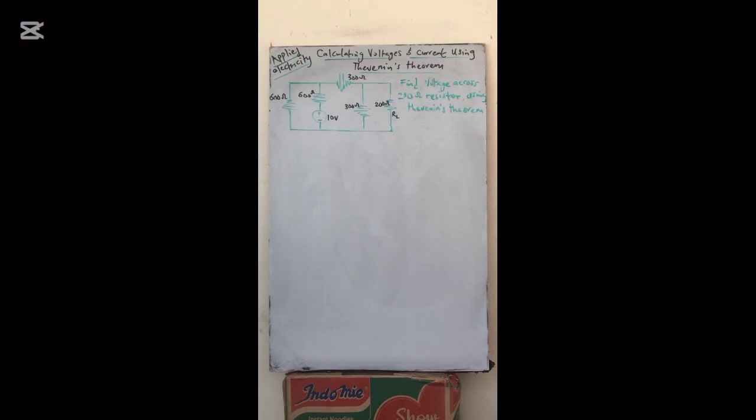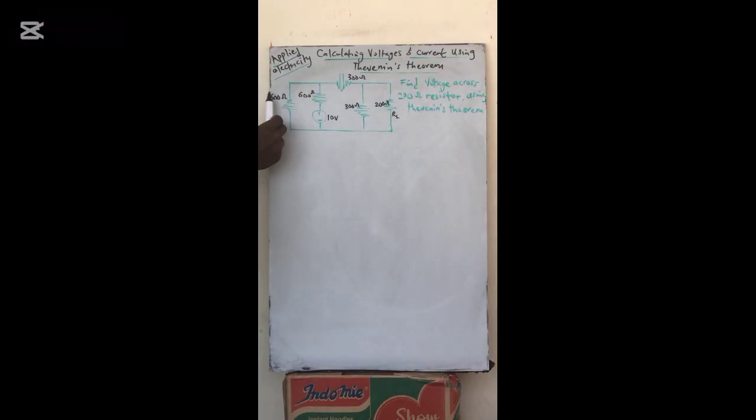The Thevenin theorem has different steps. As you can see here, we are asked to look for the voltage, in this case, the voltage across this 200 resistor using Thevenin's theorem. In another question, they can ask you to look for the current. So in this video I'm going to be dividing it into two: one for voltage and one for current. They have their respective formulas. So without wasting much of our time, let us get going.